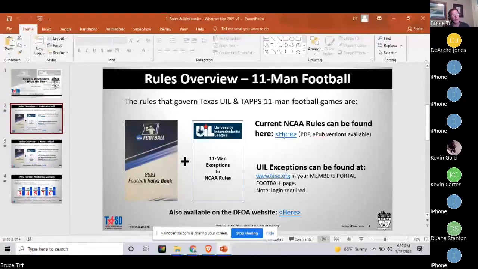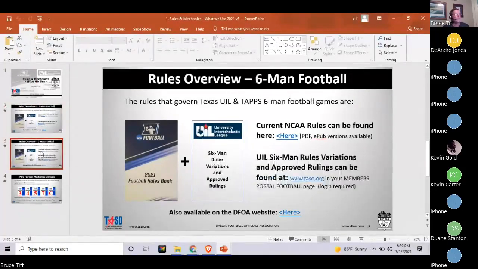There'll be hyperlinks in there as well that you can click on and take you to the locations where you can find NCAA rules. I've already showed you one, which is our website. Same for the exceptions. And as I mentioned, they're on our website right here. So this is for 11-man football.